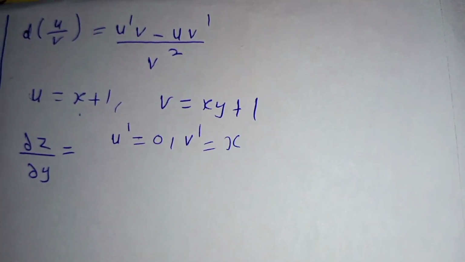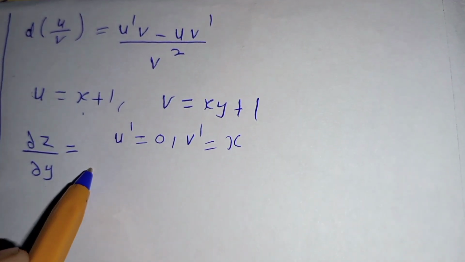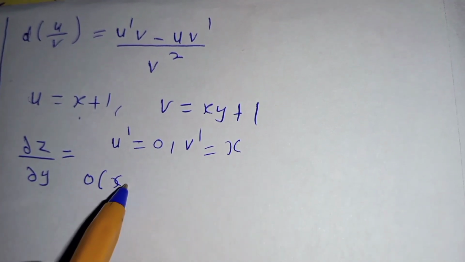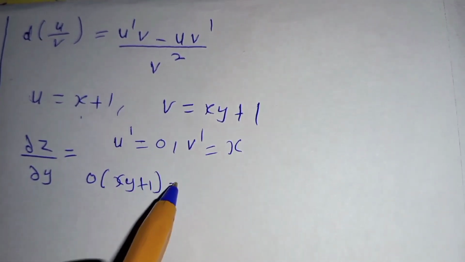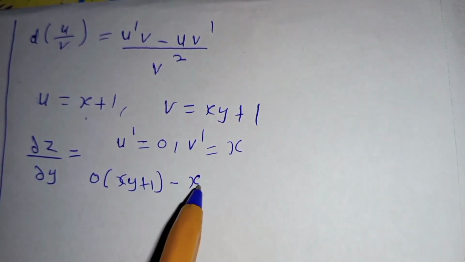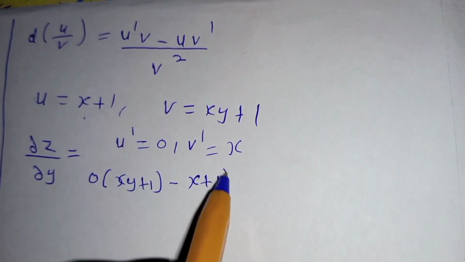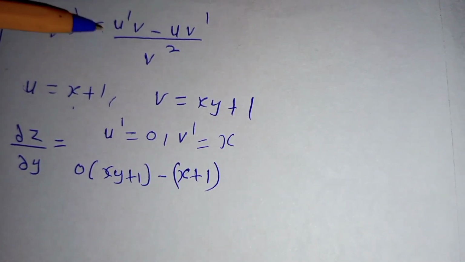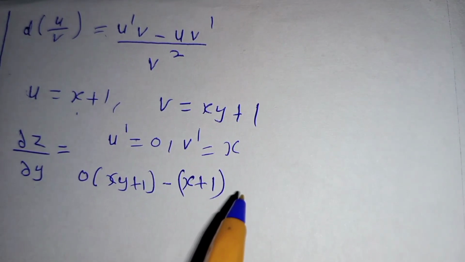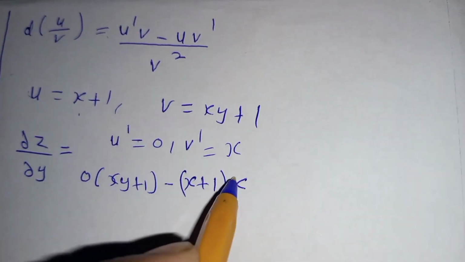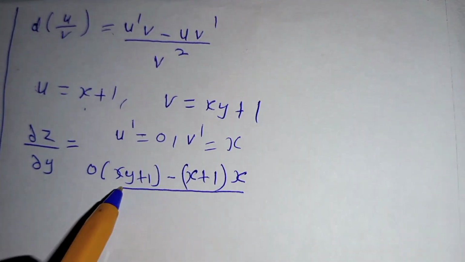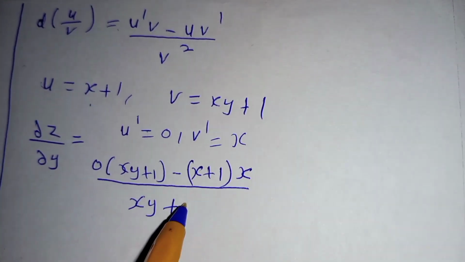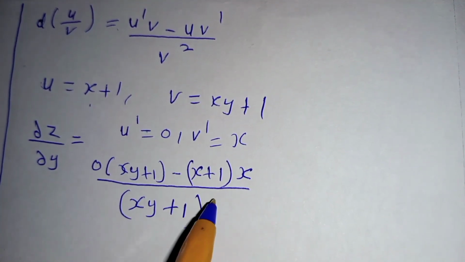From there we substitute in this formula. Our u prime is 0 multiplied by our v, which is xy plus 1, minus our u, which is x plus 1, multiplied by v prime, which we have obtained as x. Then everything we divide by v squared, which is xy plus 1, then squared.